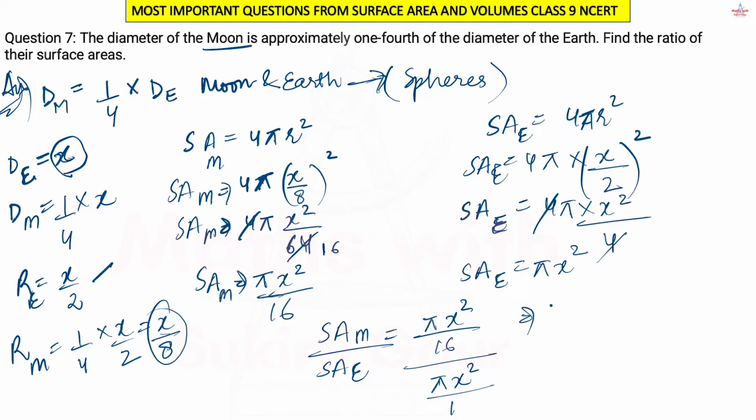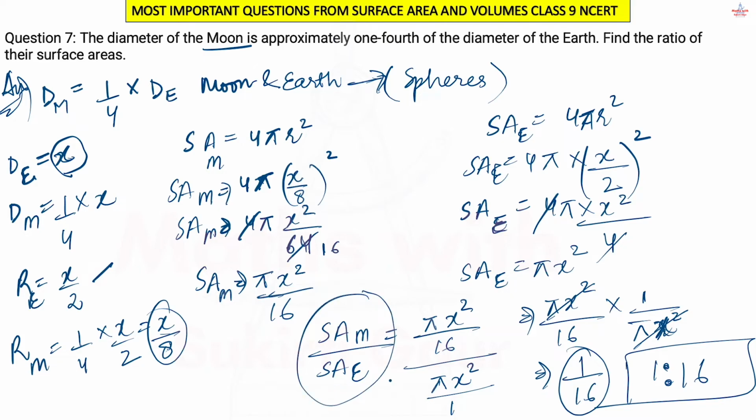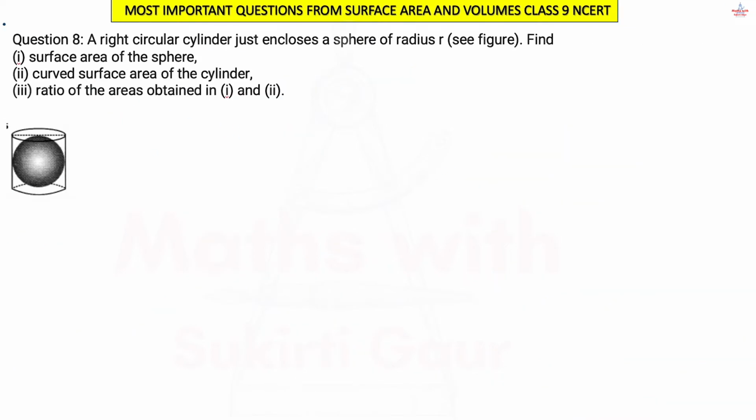Now how to solve it? Just reciprocal it, pi x square upon 16, and the other denominator gets reciprocaled, pi x square. Cancel this out. We have got 1 upon 16, or you can also write it as 1:16. So the ratio of surface area of moon to the surface area of the earth is 1:16. I hope we are clear with this. This is a very important question and many times has been asked in the examination. Let us move on to the next question.